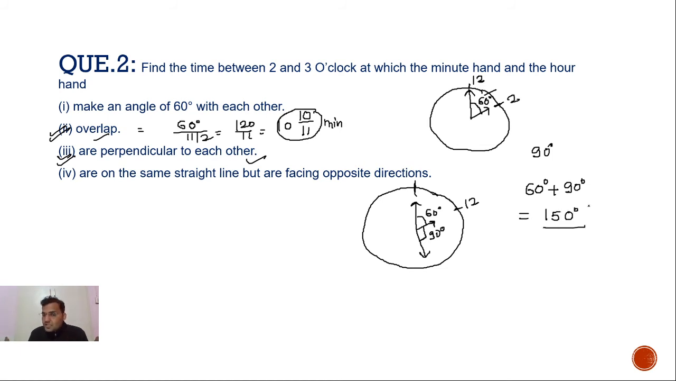This is the distance that the minute hand needs to travel, and this distance will be traveled at a speed of 11 by 2 degree per minute, because that's the part that is fixed. You don't need to spend time on it again and again. So the answer will be 300 by 11.